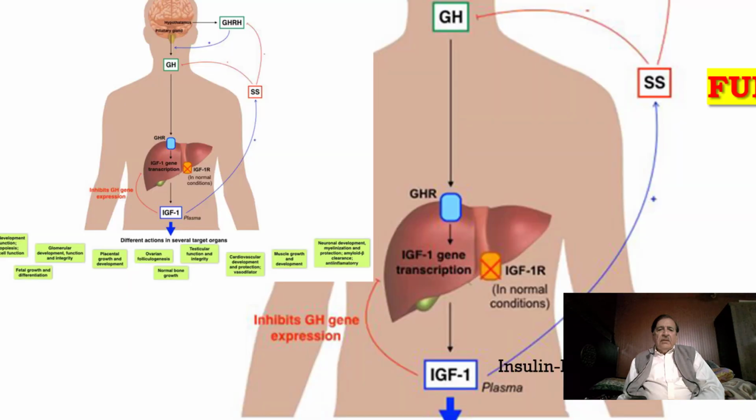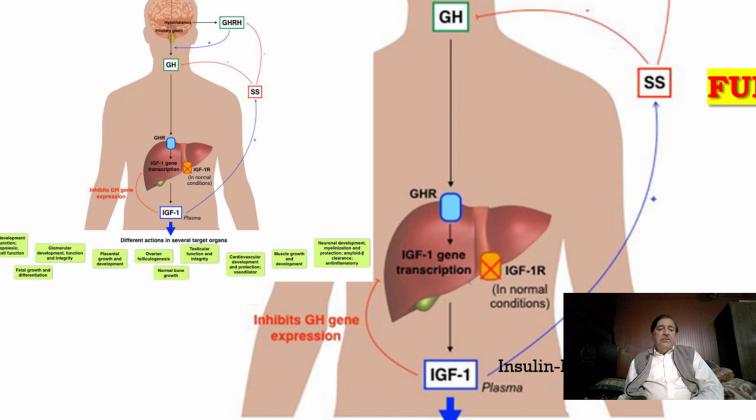In the hypothalamus, signals arrive in the anterior pituitary. Anterior pituitary produces growth hormone. This growth hormone is then transported to the liver. In the liver, it produces IGF-1 and IGF-1 is then added to the blood and it acts on many organs in the body. In thymus, its function is hematopoiesis and increase in the immune cells. In the kidney, it causes glomerular development and function and integrity.